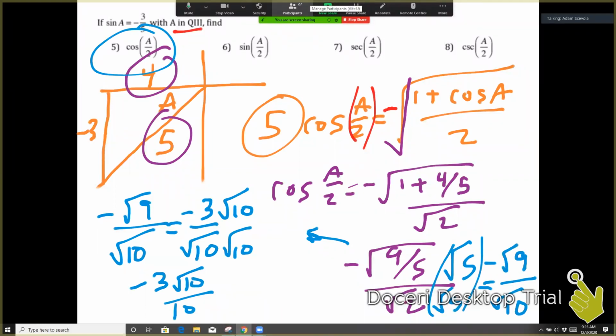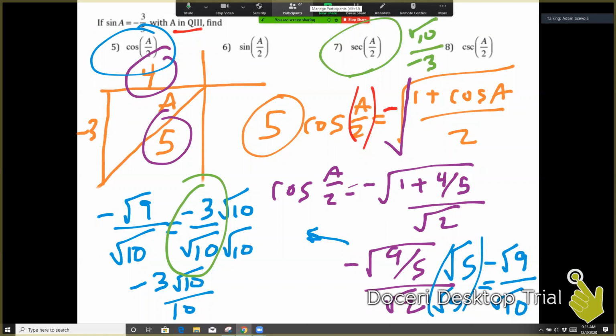And we could also do the secant real quick because we know that the cosine of A over 2 is equal to negative 3 over radical 10. So if we take that one that's unsimplified, that has a radical in the denominator, and we flip it, that becomes radical 10 over negative 3. So it's just the reciprocal of our answer for number 7.